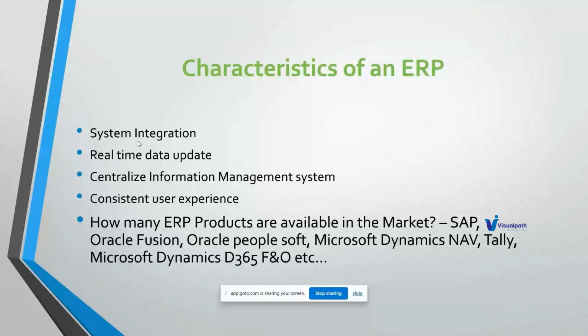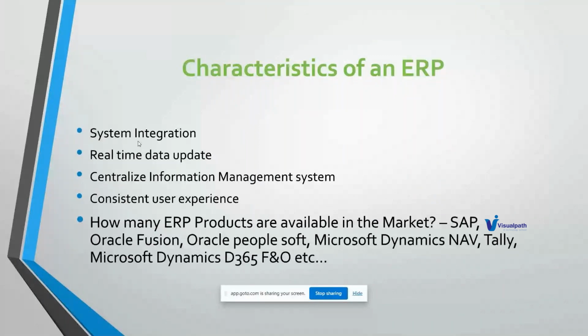One is SAP. Oracle. In Oracle also there are two to three different software. Oracle Fusion, Oracle PeopleSoft. In Microsoft itself, we have three to four different products. One is Microsoft Dynamics 365 Finance and Operations. The second one is Microsoft Dynamics BC, Business Central. Microsoft Dynamics Navision, Tally, etc. Many ERP products are there.